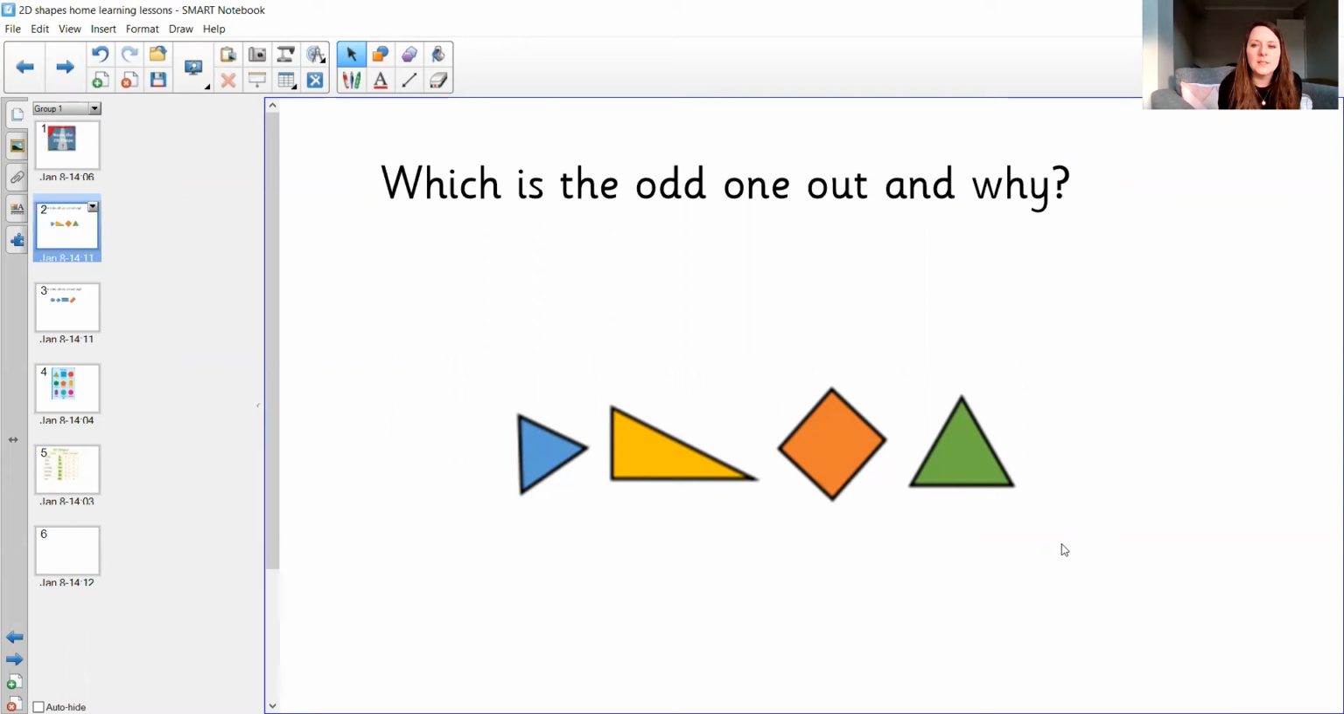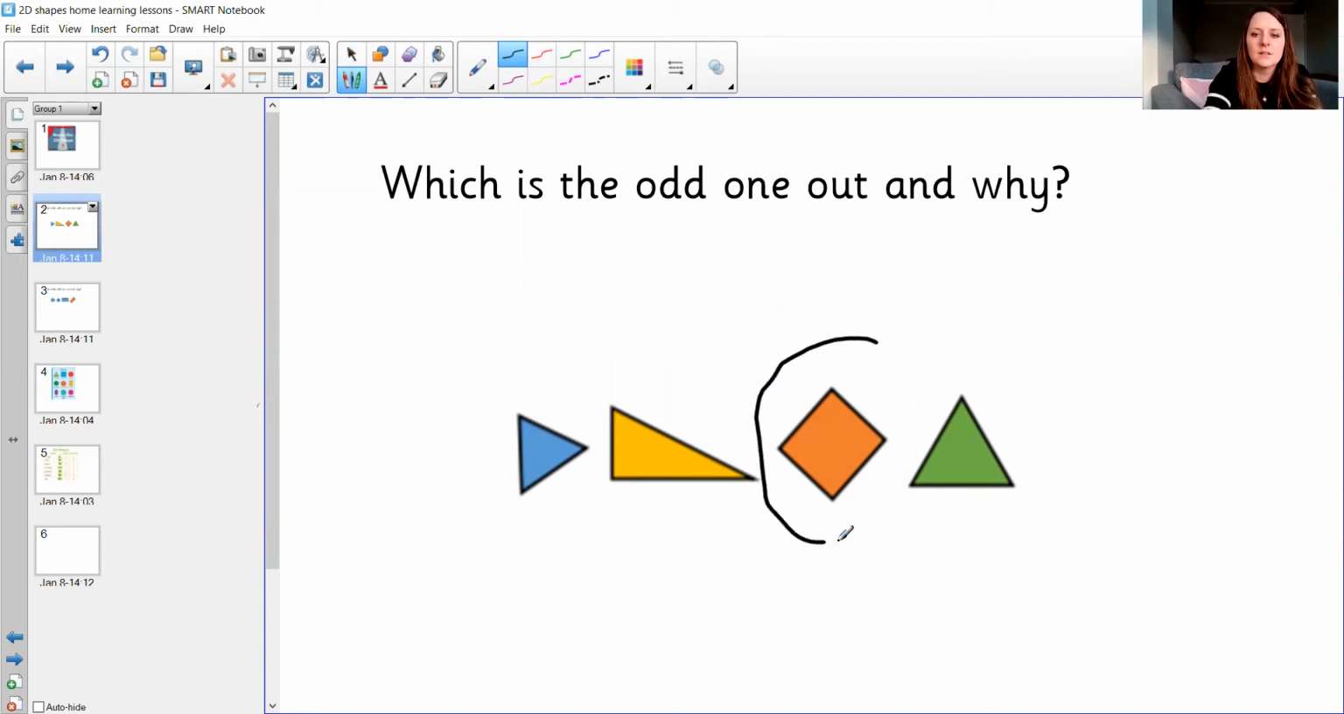What is the odd one out? Where is the odd one out? Which one is a bit different? Have a think. Okay. I think that the odd one out is this one here. Why is that one the odd one out? What is different about that shape to the others?